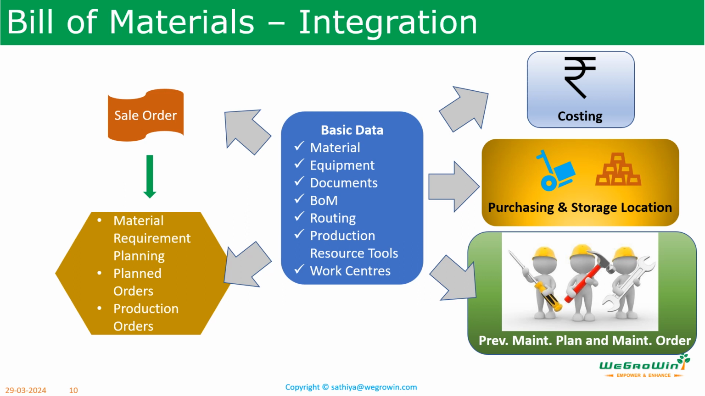And then for maintenance activities, we can have maintenance bill of materials, so that when you do maintenance, what are all the kits, what are the tools they have to take, we can create a maintenance bill of materials. So bill of materials have a link with various functions: sales, production, costing, purchasing, and maintenance.